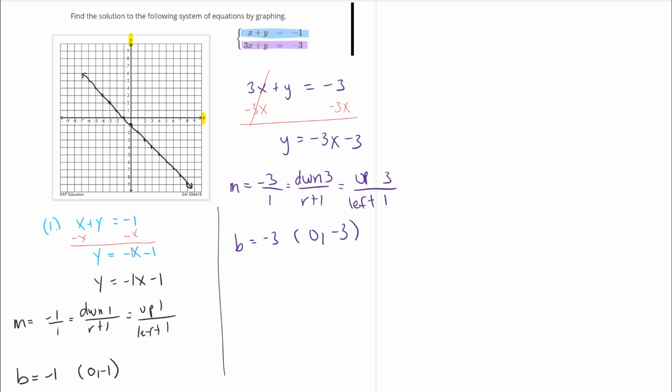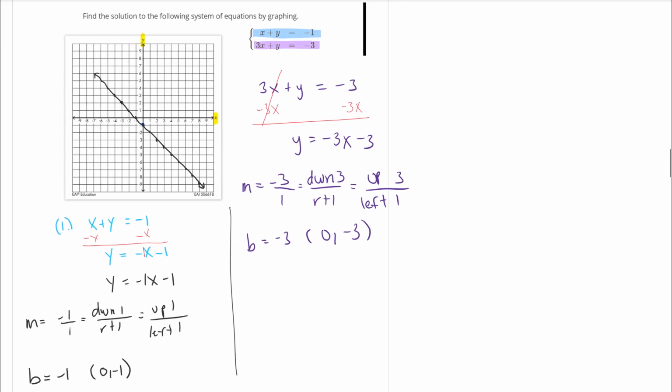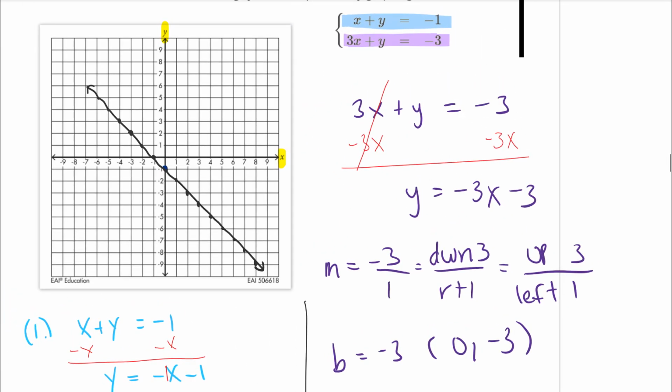So I know along my y-intercept, my y-axis, I'm going to be at 0, negative 3. Versus my slope tells me to go down 3 and to the right 1. Or I could have gone up 3 and to the left 1. So then my second linear equation is graphed like this.